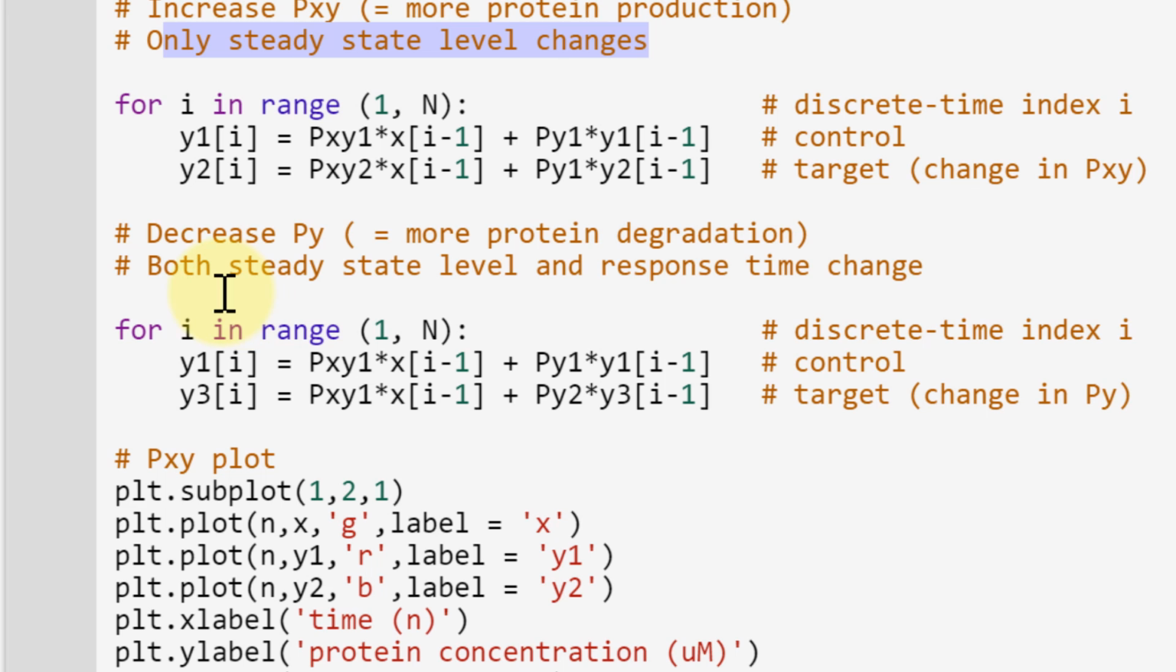In the second part, we decrease p sub y, which means there will be more protein degradation. The first equation is just control. In the second equation, we change the p sub y value, so instead of having p sub y1, we have p sub y2. And by having that, we see both the steady state level and response time change.